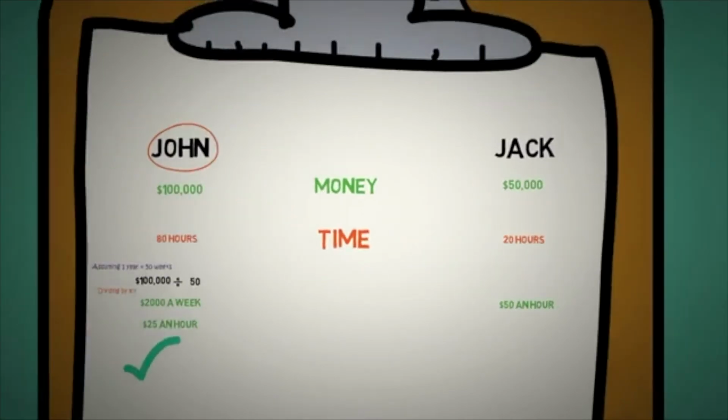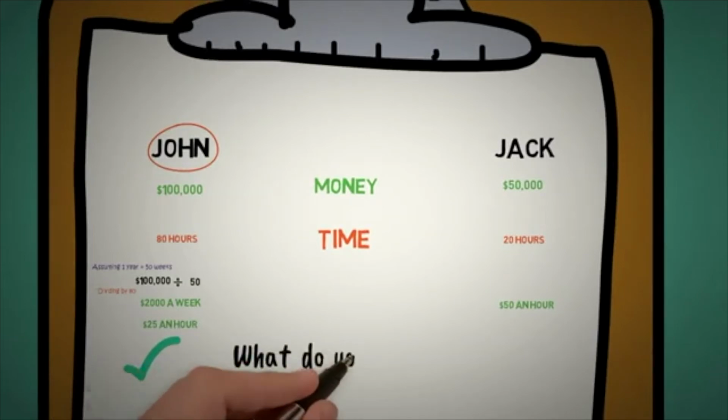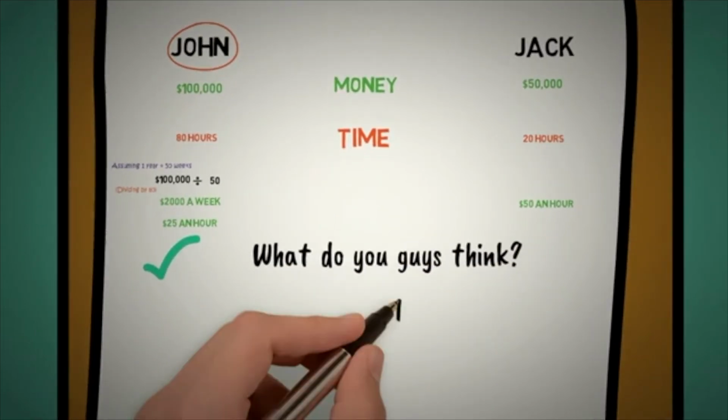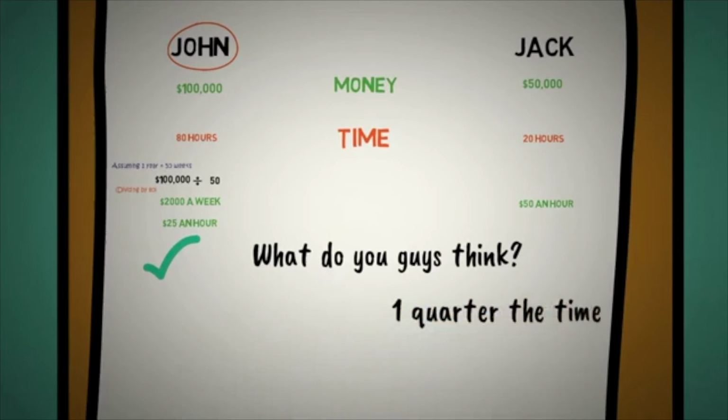And now things are getting more clear. By this calculation, we see that Jack is way wealthier than John. First, he works only 1/4 the time that John works in a week, and he makes double the amount of money that John makes.